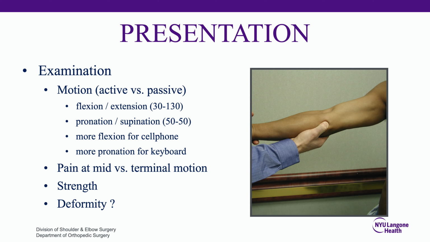In terms of examination, once again, you're going to confirm their motion, both active and passive, as well as understanding whether or not their pain is during mid-motion or at extremes of motion only. You also want to confirm their strength as well as any possible deformity around the joint. In terms of motion, I wrote down these numbers of a flexion-extension arc of 30 to 130, as well as a pronation-supination arc of 50 to 50. These are numbers that were obtained from a study that was done back in the 80s looking at the functional capacity. So if you have these 100 degrees of arc in flexion and extension, as well as in pronation and supination, your functional capacity should be reasonably maintained.